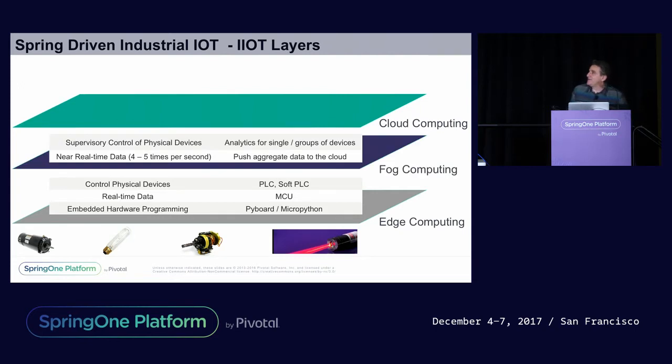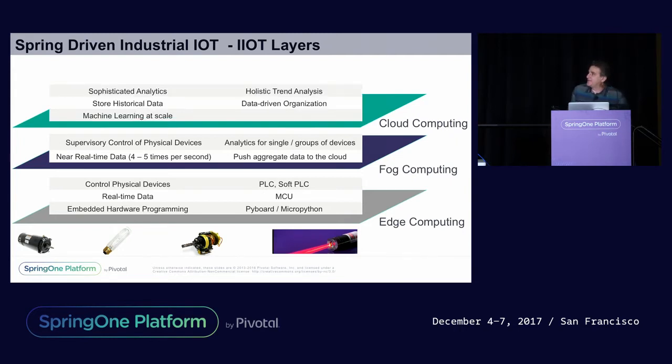Going up to the fog computing layer in the middle, that's where you can have near real-time data connectivity with the devices. And you can do things like group-level analytics. You can scan across a series of devices so that you can do analytics and trends based on groups of devices. You could also do aggregation, because at this point, if we're talking about hundreds of thousands or millions of devices out there, we don't want to saturate our cloud computing environment, so we're going to aggregate data before we send it up to the cloud.